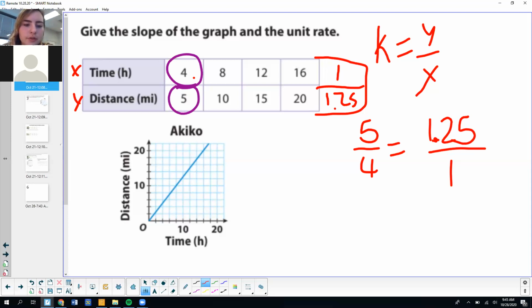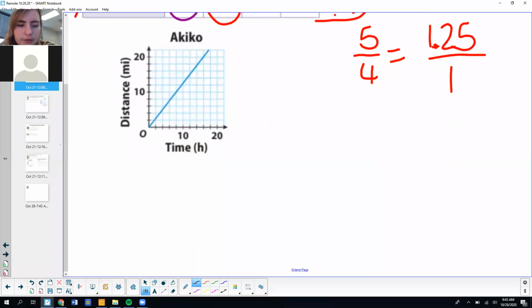Then it says, give the slope of the graph. Well, we can go ahead and take the rate of change so we can find the slope. We can take these 2 points. So this is kind of where we use that rate of change or that slope formula. So I'll write it down here for you guys so you can get it written down. So we've got y2 minus y1 divided by x2 minus x1.